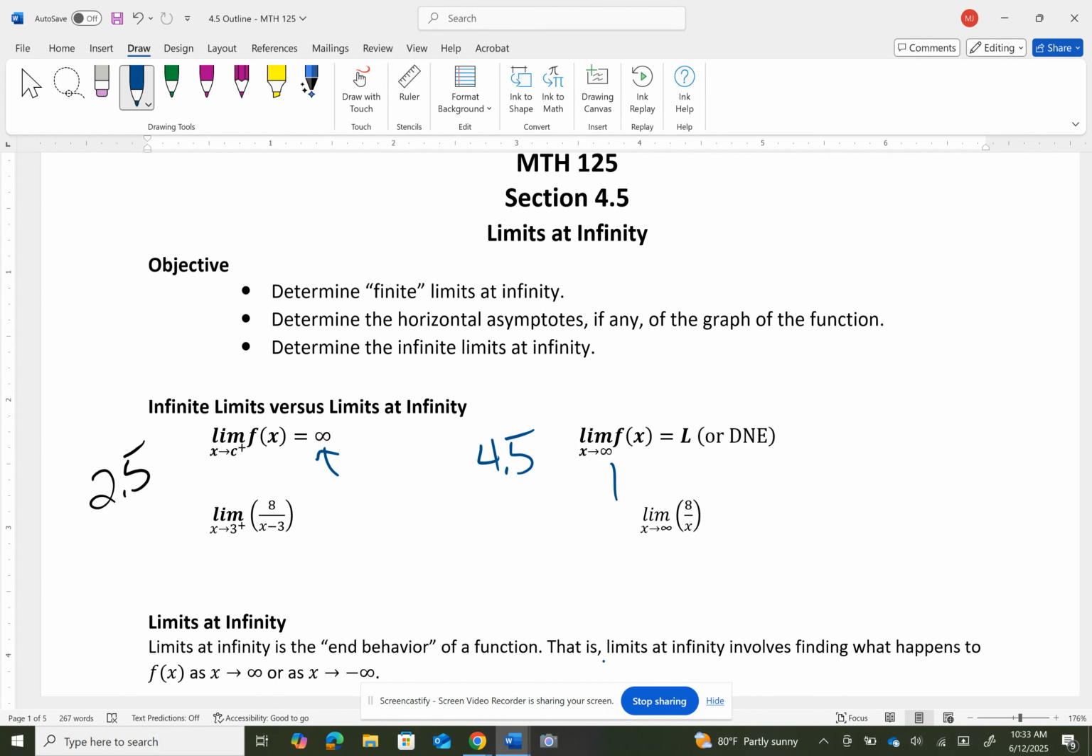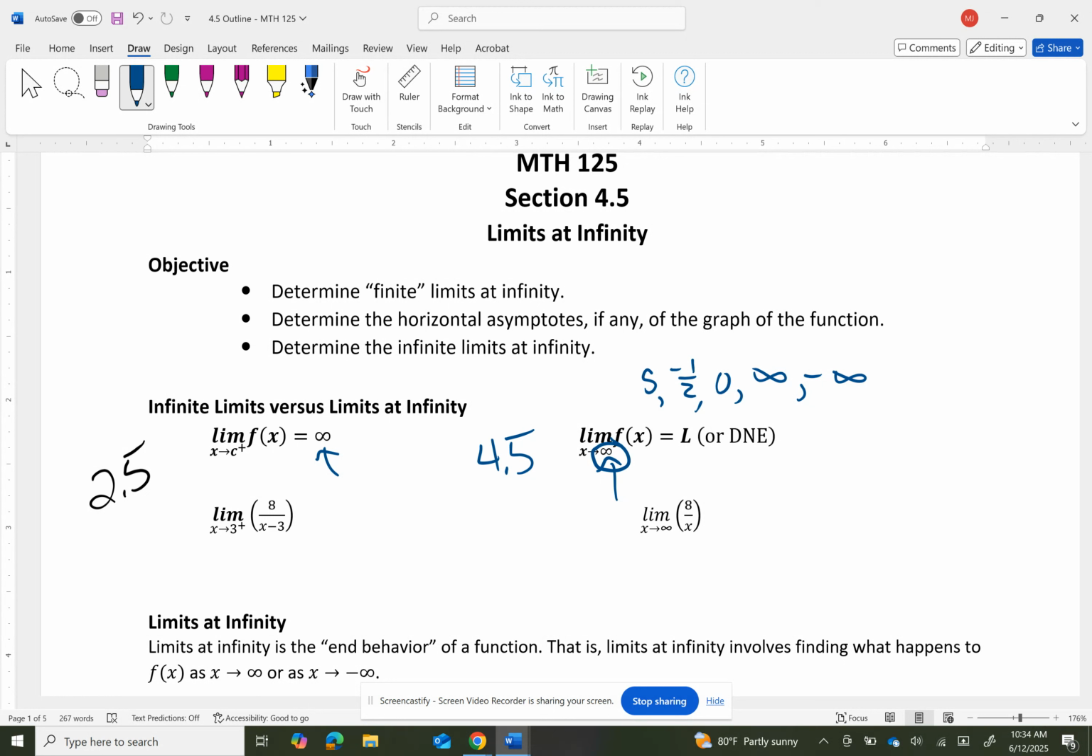So your infinity is here, and then your answer might turn out to be a number like 5 or -1/2 or 0, or you might even get an infinite limit like infinity or negative infinity. So you still can have answers that turn out to be an infinity. So 4.5 is the one where the infinity is what your x is approaching. It's going to the right, bigger and bigger and bigger, or you're looking at x's as you move to the left and you get more and more to the left.